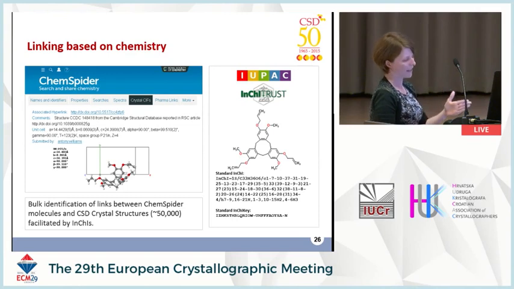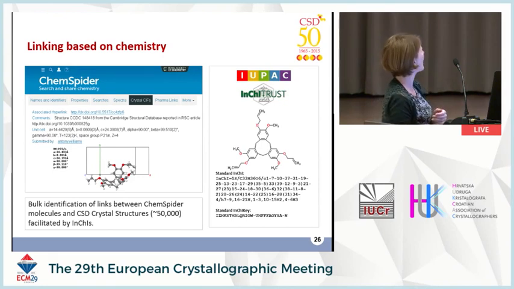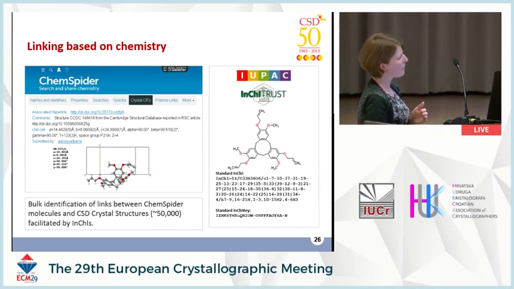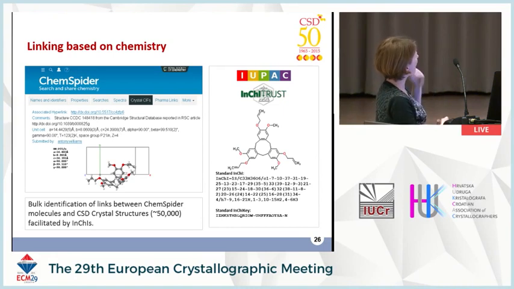Because we assign chemical connectivity to structures in the CSD, we can also link to other resources and other metadata, and we can do this based on the chemistry. So we've been working hard to assign reliable InChIs to a subset of our structures in the CSD, and we've added links to CSD entries to more general repositories such as ChemSpider.